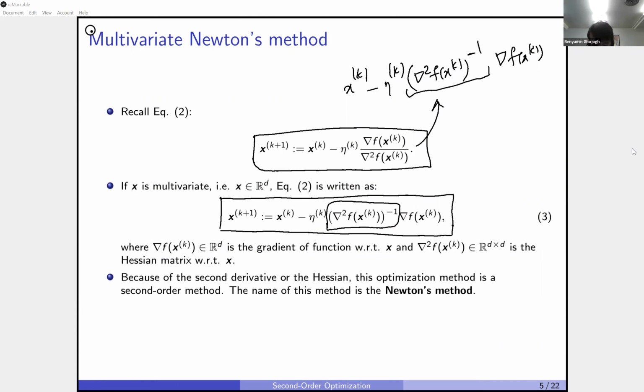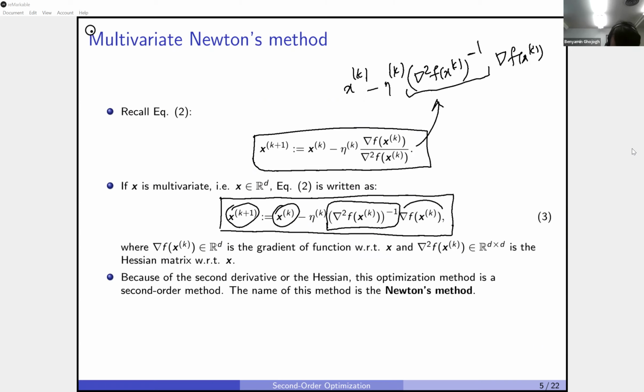Then the gradient will be a vector. This is a vector. This is a vector. The gradient is a vector because f is a scalar. So the gradient of a scalar with respect to a vector is a vector. Recall the preliminaries. This is a Hessian matrix, the inverse of the Hessian. This is the inverse of the Hessian, right? Okay.